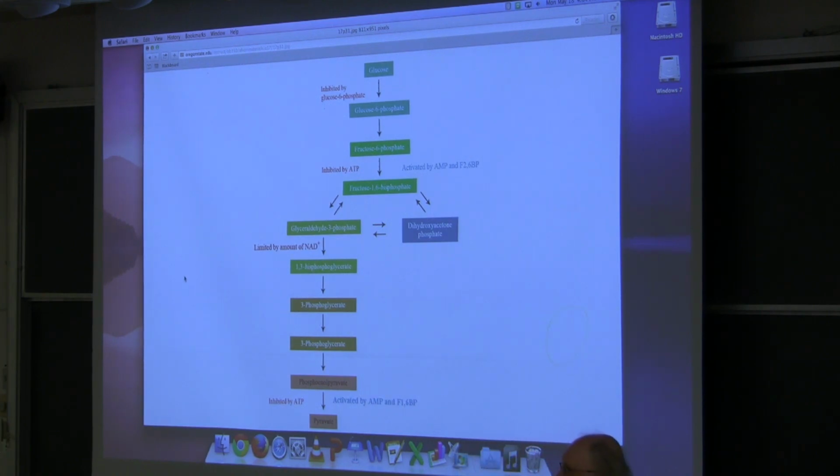Hexokinase is the first regulated enzyme, and not surprisingly, the first enzyme in a pathway is a very convenient place to regulate a pathway, because if I shut off the first enzyme, I shut off the whole pathway. This is the feedback inhibition mechanism that we talked about before, except it turns out that hexokinase is not inhibited by feedback inhibition. Okay?